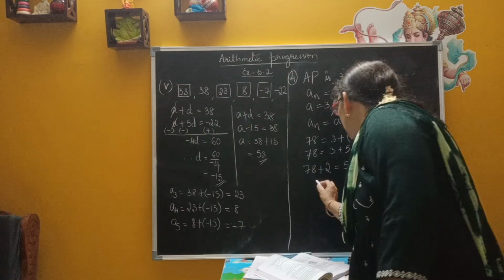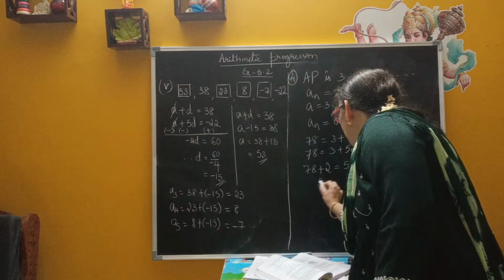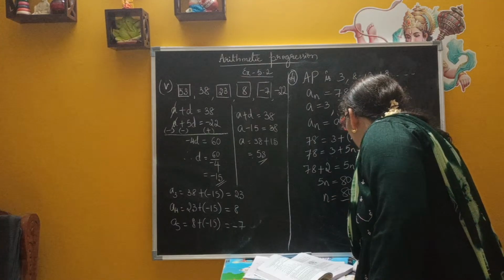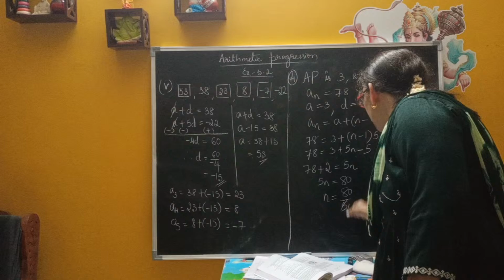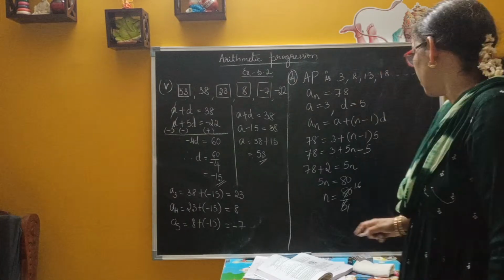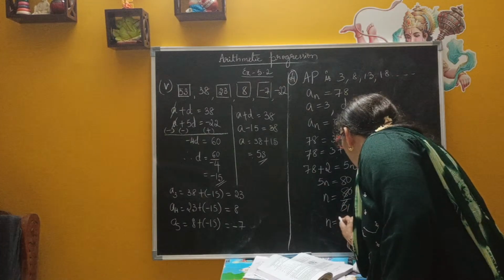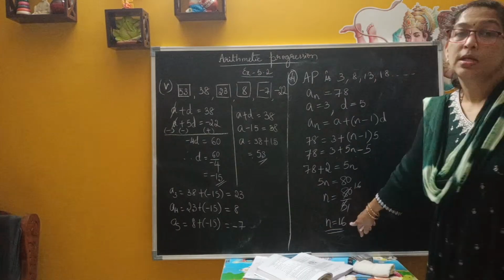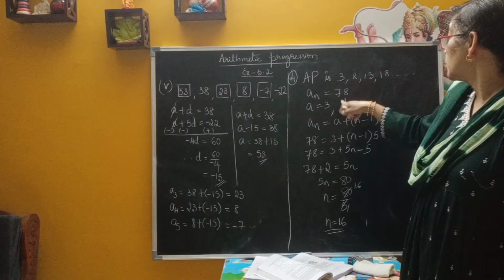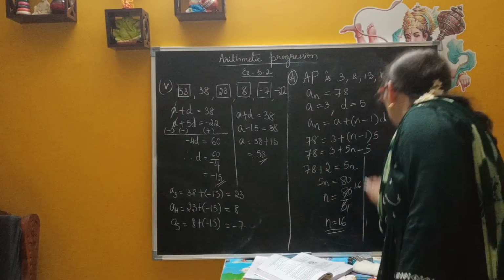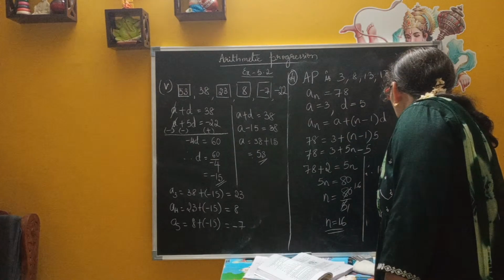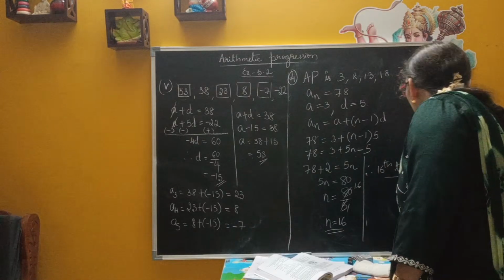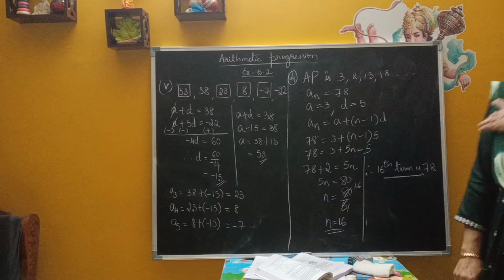So 78 plus 2, how much? 80. So 5n is equal to 80. So n is equal to 80 by 5. What do we get? 5 ones are 5, 5 sixteens are 80. So n is equal to 16. So what is your conclusion? Which term is it? The 16th term is how much? 78. You must write the conclusion. Therefore, the 16th term is 78.